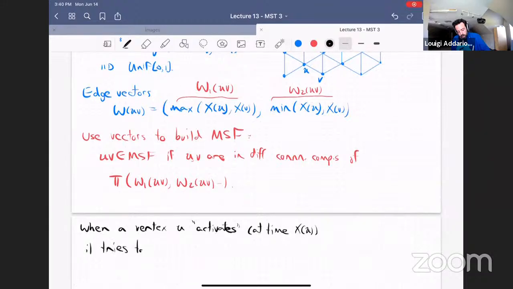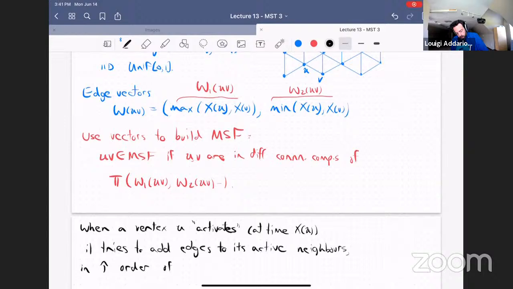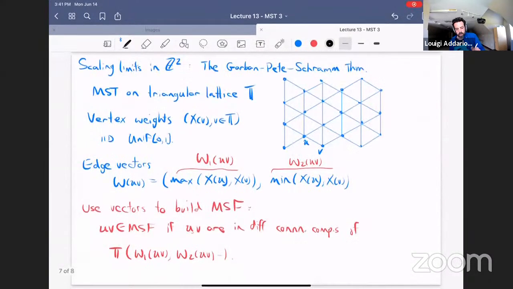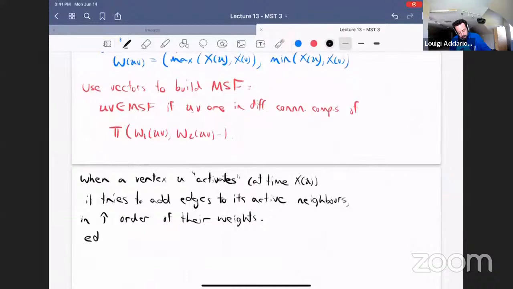It can only add edges to its active neighbors, in increasing order of their weights. That's an equivalent description, because the first coordinate says that when we start to try to add edges from a given vertex to a neighbor, it has to have the bigger weight. If U has a smaller weight, then it doesn't get to try to add this edge because V hasn't been activated yet. V has the bigger weight, so V will be the one to try to add this edge. When V activates, it looks at all of its active neighbors and tries to add the edges one at a time. An edge is added if and only if it doesn't create a cycle.